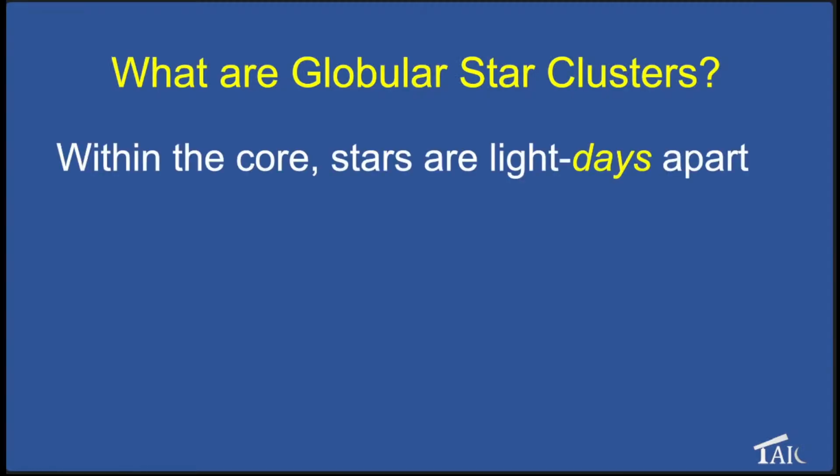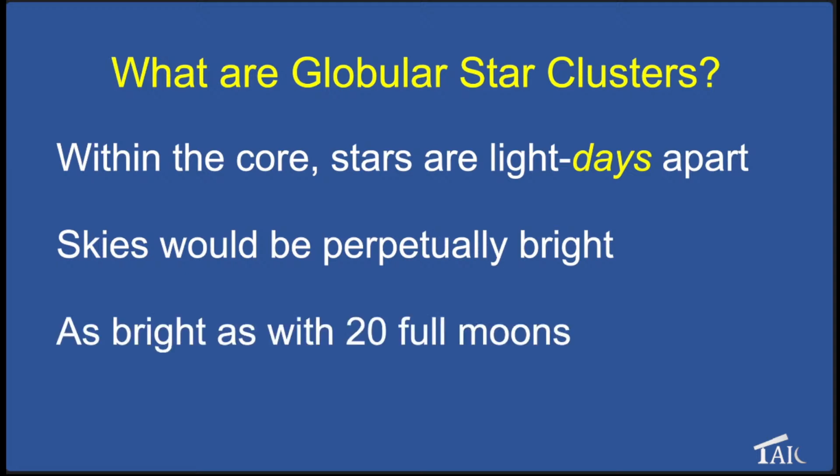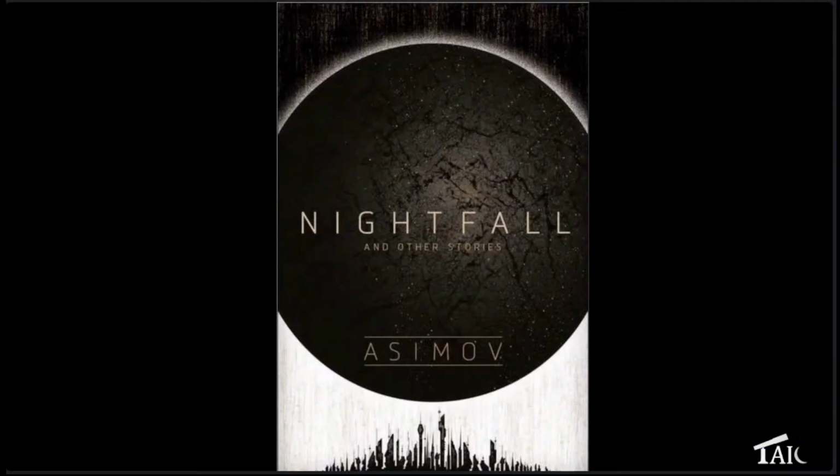Within the cores, stars are only light days, not light years apart. And that means if you lived on a planet around a star in a globular cluster, the skies would be perpetually bright. How bright? Well, about as bright as 20 full moons in our sky. So this is actually the topic of a very famous novel written by Isaac Asimov in 1941 called Nightfall. And science fiction writers and critics claim this is one of the best science fiction stories ever written.